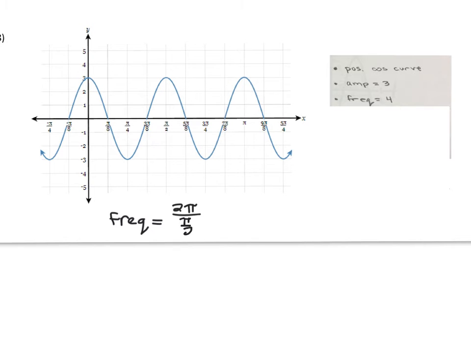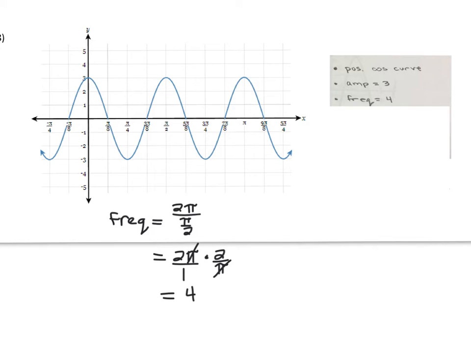So you could replace period with pi over 2. And then you could just do keep change flip. So I'm going to keep the 2 pi, I'm going to change division to multiplication, and I'm going to flip the pi over 2 upside down. So it's now 2 over pi. Okay, so if I want to multiply these, I could put this over 1, and what happens is this pi on top cancels with this pi on bottom, and 2 times 2 is 4. So either way, we get our frequency to be 4.